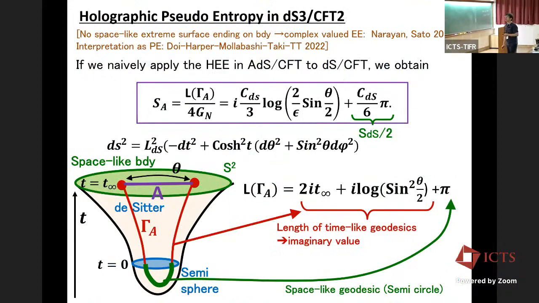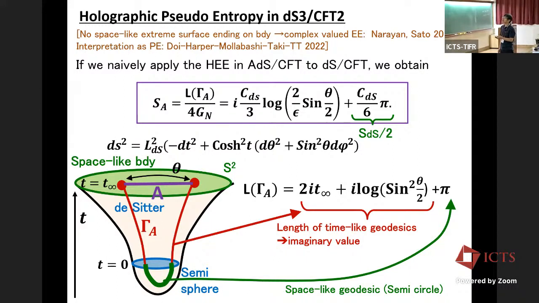Okay, so now I'd like to go back to entanglement-like things. We can calculate the entanglement entropy in dS3/CFT2. This was first done by Narayan and also Sato, and they find that this entanglement entropy becomes complex valued. But we want to interpret this complex value as a pseudo entropy. This is the main point of this part.